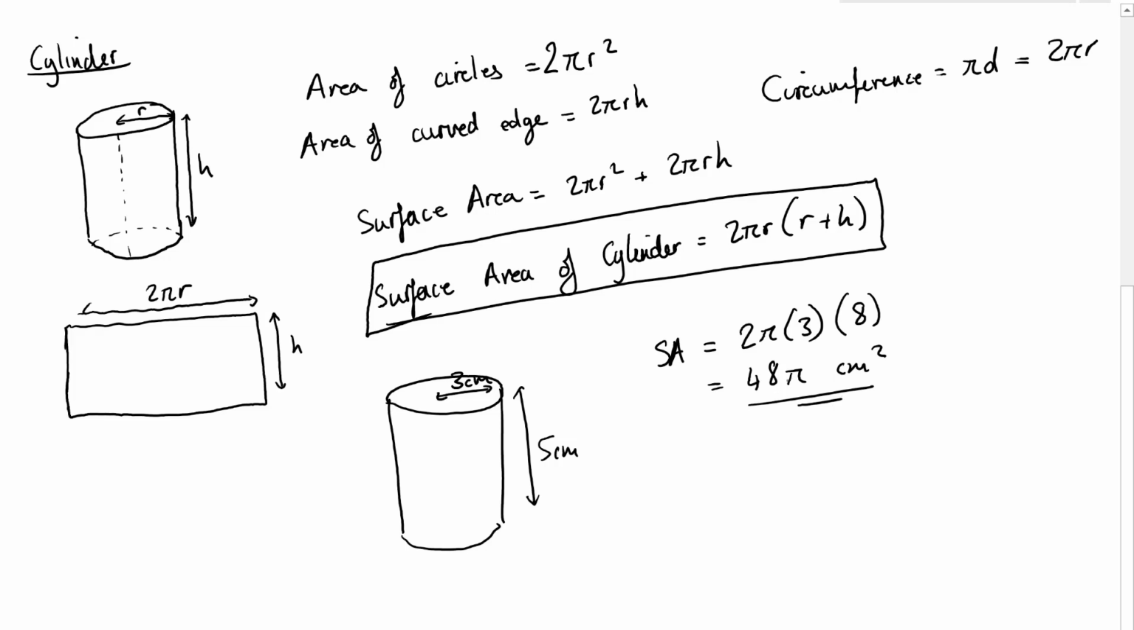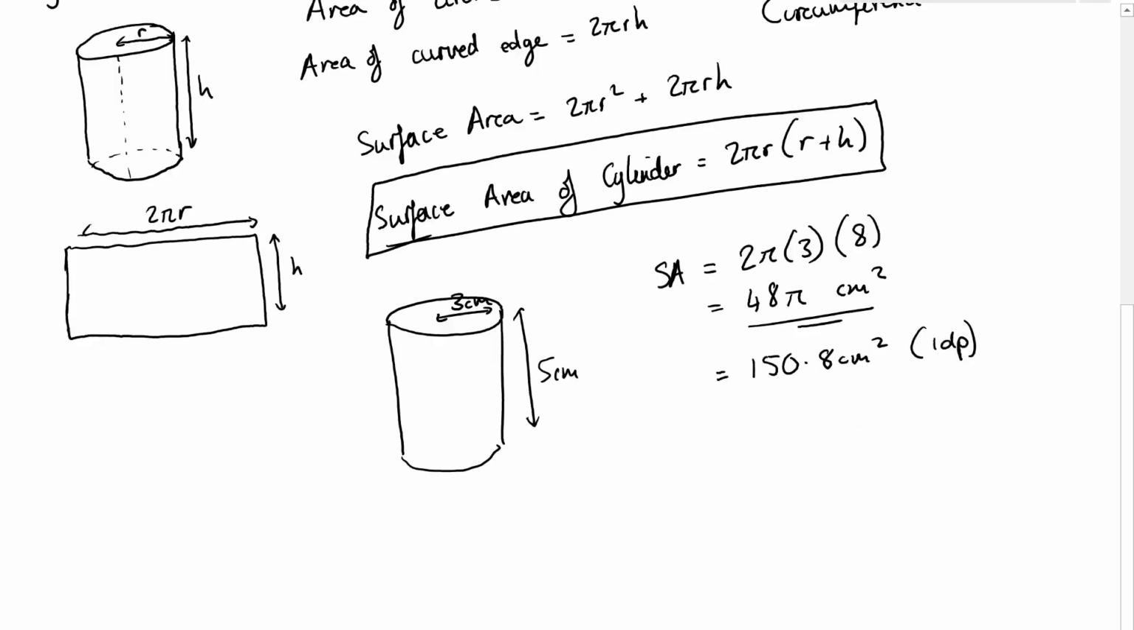Now this would be leaving your answer in pi. If you wanted to put it into decimal form, you can just put this into a calculator, and this will give you a surface area of 150.8 centimeters squared to 1 decimal place. So these are cylinders. Let's now go even further and let's have a look at a sphere. How would we work out the surface area of a sphere?